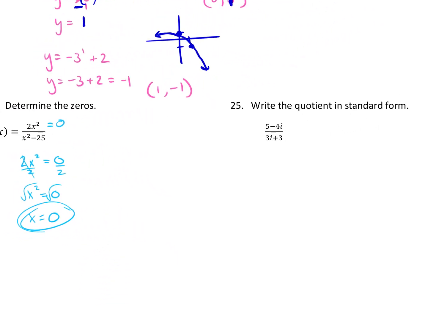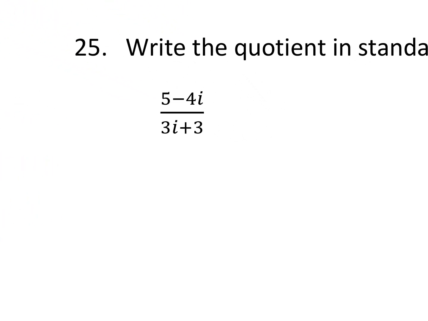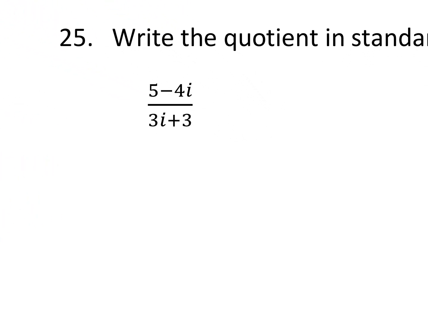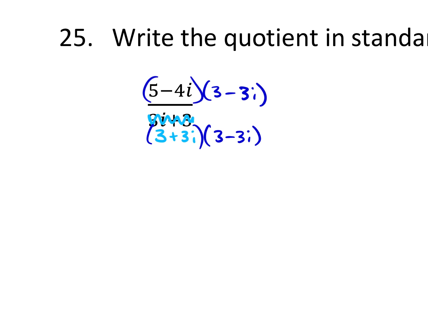25, we want to write the quotient in standard form. So we want to multiply by the conjugate of our denominator. I'm going to rewrite our denominator in standard form. I'm not changing any of the value of it. I just flipped the 2 numbers, saying 2 plus 4 is the same as 4 plus 2. I just switched them. This way we can multiply by our conjugate, which is 3 minus 3i. Whatever we multiply to the bottom, we also have to multiply to the top.